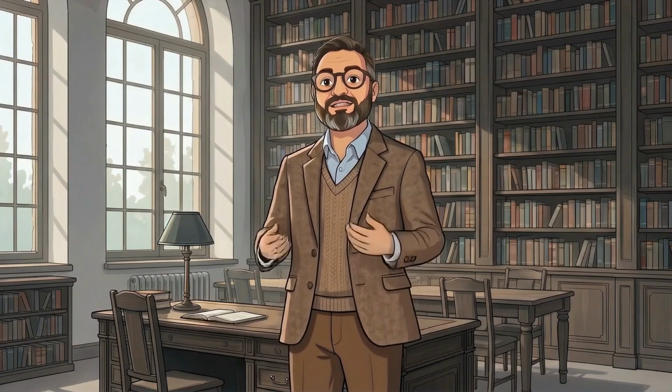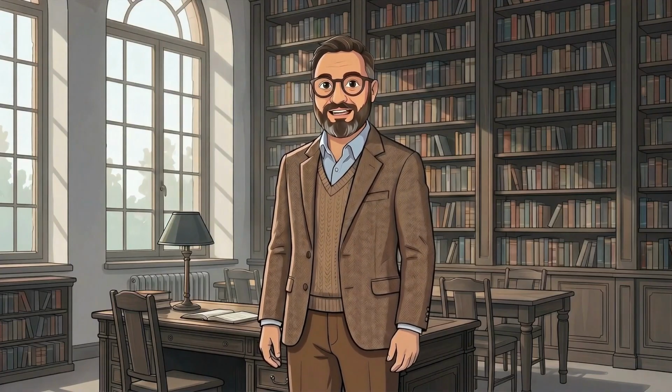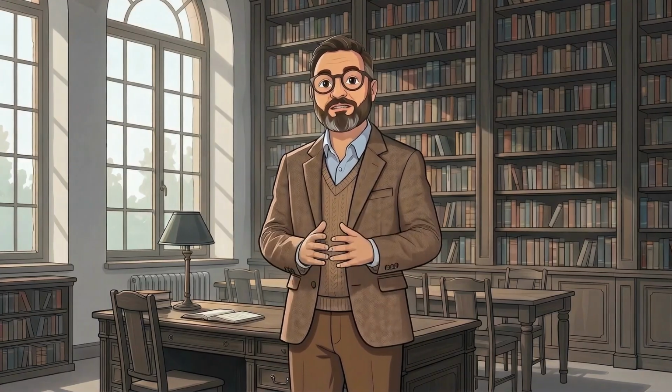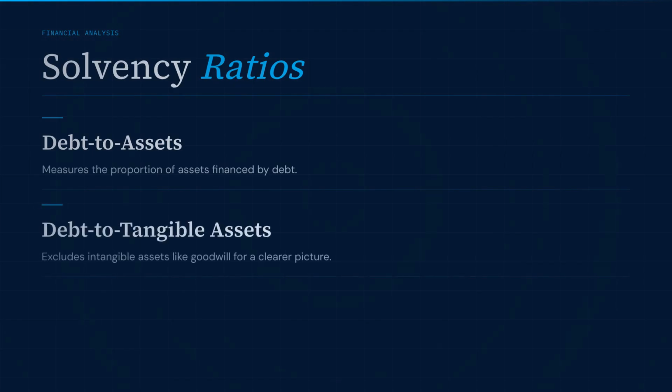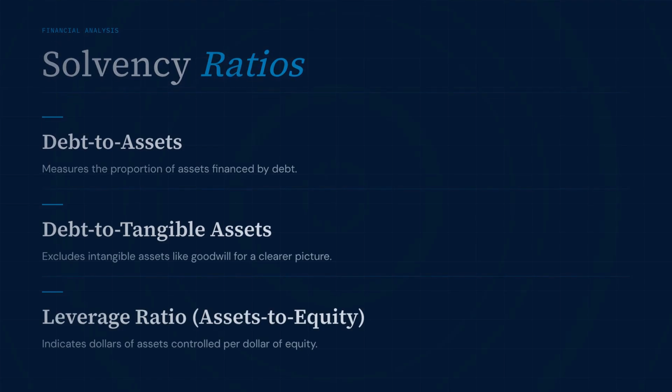Unlike liquidity, these assess a company's ability to meet long-term obligations. They give us insight into a firm's long-term financial stability by looking at total assets and liabilities. Key metrics here include debt to assets, which measures the proportion of assets financed by debt. We also look at debt to tangible assets to exclude intangibles, like goodwill, for a clearer picture of physical asset value. And the leverage ratio tells us how many dollars of assets the company controls for each dollar of equity.